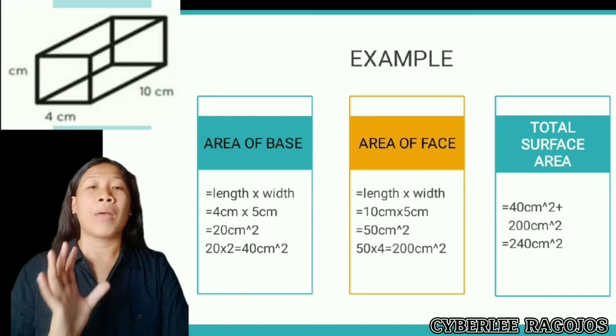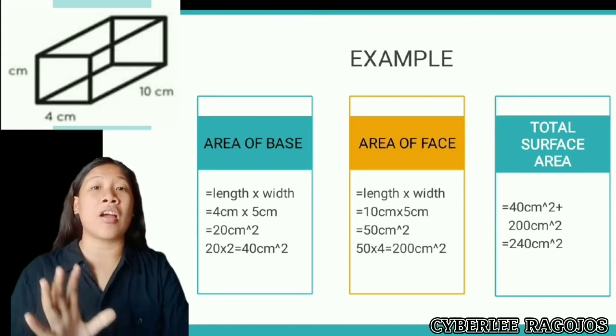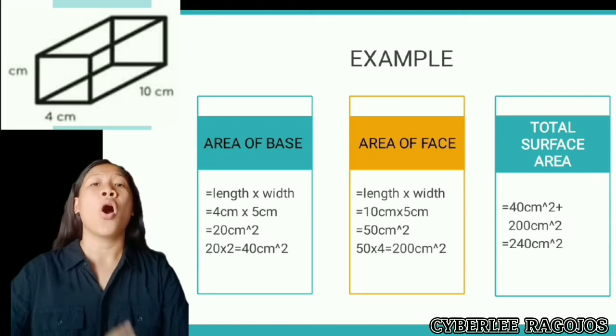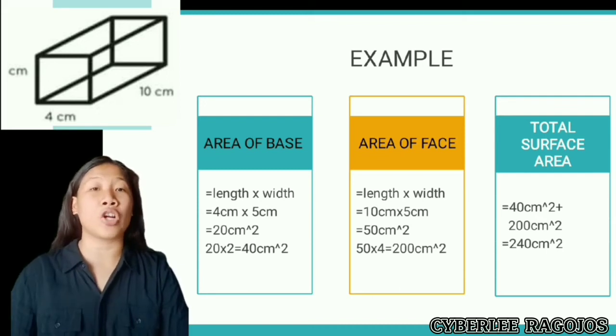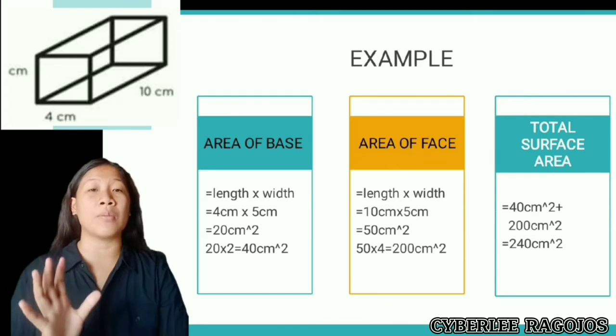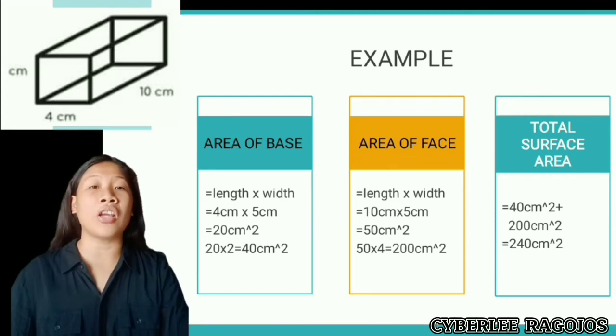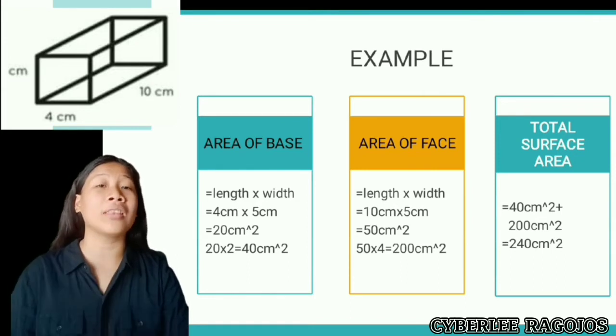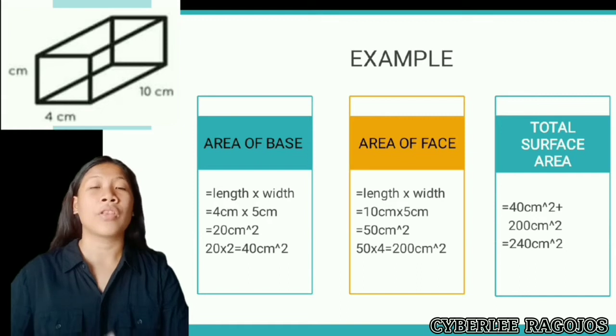So, meron din tayong faces in a prism which is the top, side, back, bottom. All of these faces have dimensions of 10 cm by 5 cm. We can take the area, we got 50 times 4. So 50 times 4 equals 200 cm squared. The area of all the faces of the side.